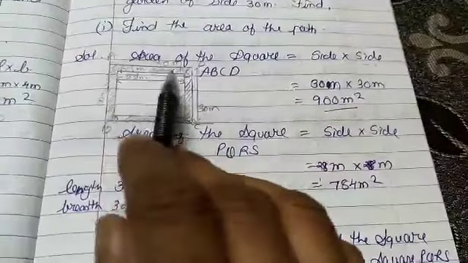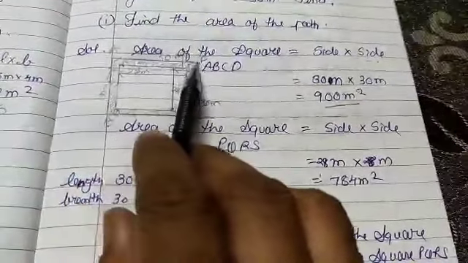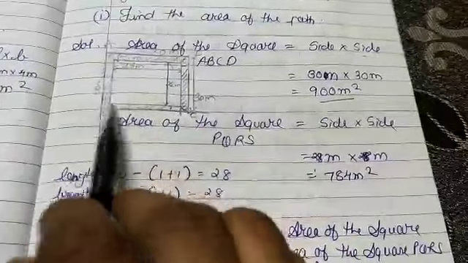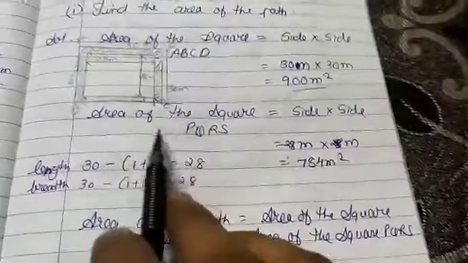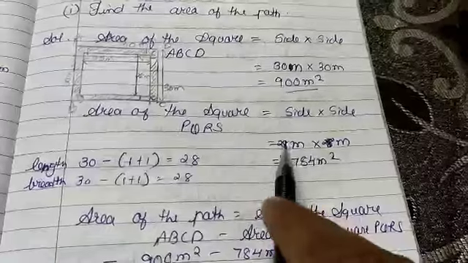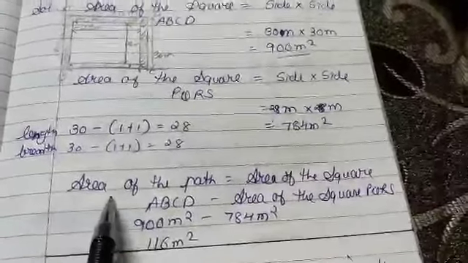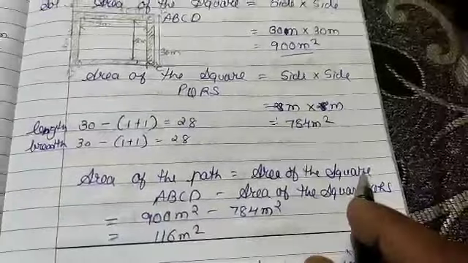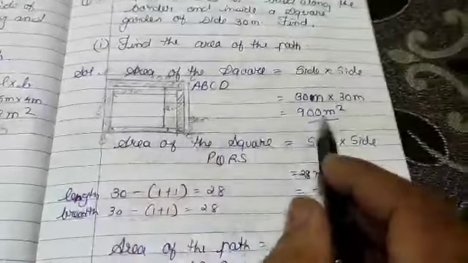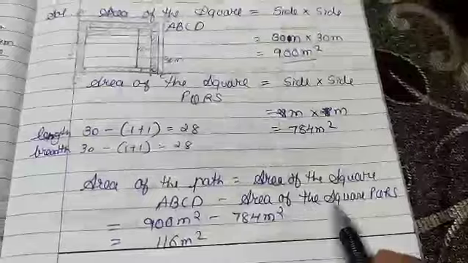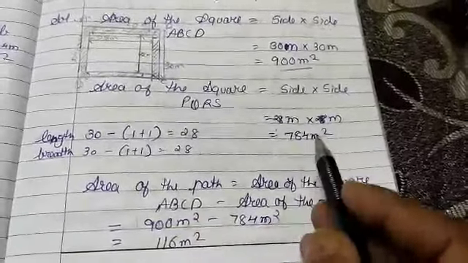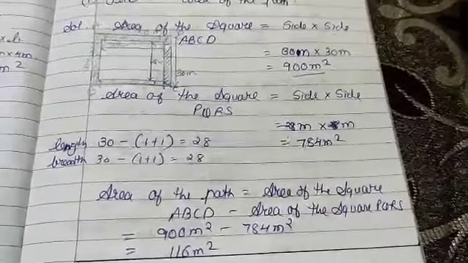Now to find the area of the shaded part, that is the path, from the total area of ABCD we will subtract the area of PQRS. Area of PQRS is side into side, that is 28 meter into 28 meter, which gives 784 meter square. Now the area of the path is the area of the whole square ABCD, 900 meter square, minus the area of PQRS, 784 meter square. You will get 116 meter square.